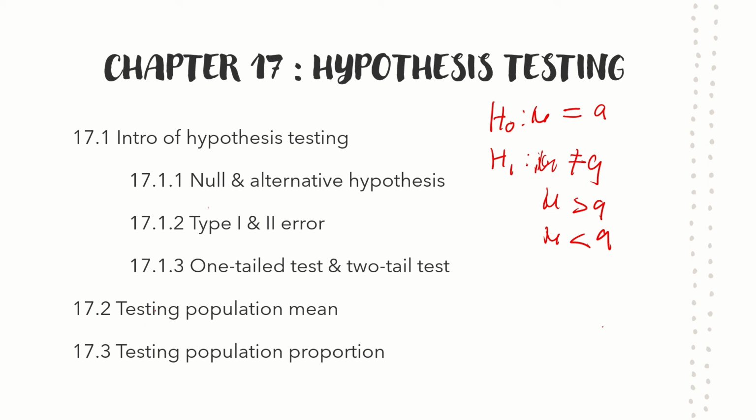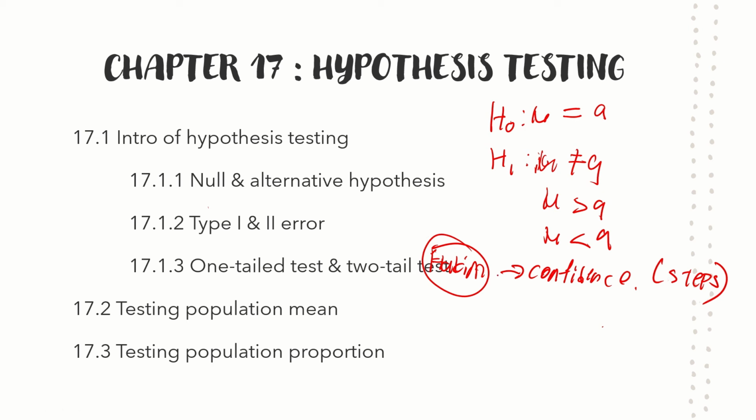We have two tests. The first test is to test the population mean, and the second test is to test the population proportion. For the population mean, H0 is mu equal to A, and H1 is not equal to A or more than A or less than A, based on the question given. And you are the hakim, you have to find the confidence. How to find the confidence? The teacher will teach you. You must follow the steps. You cannot skip or jump the steps.